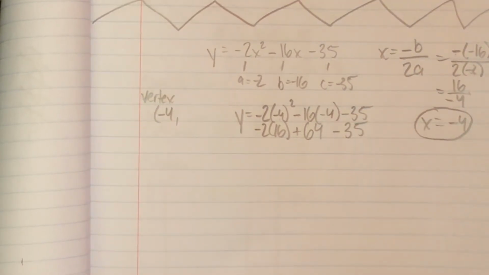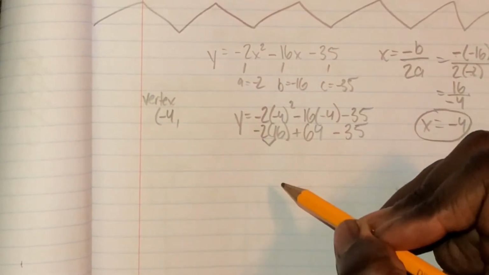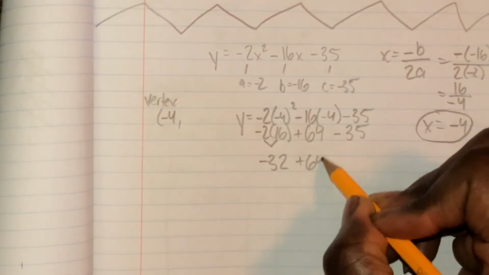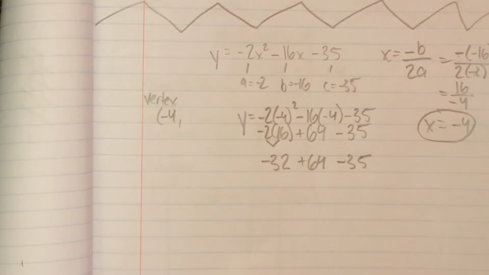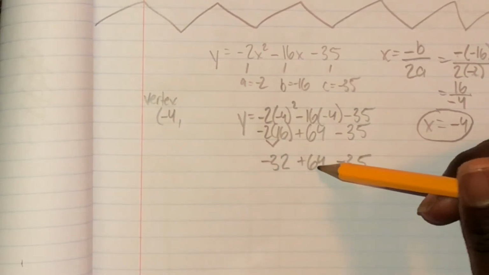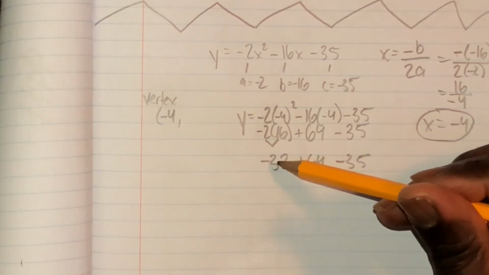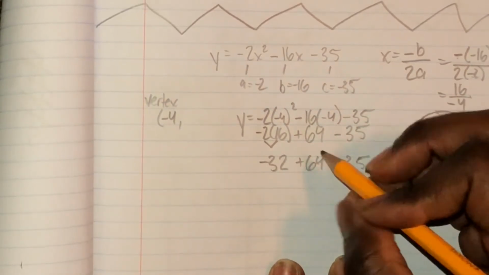All right, let that breathe. And now I'm gonna multiply. Negative 2 times 16 gets me a negative 32 plus 64 minus 35. I have a negative 32 plus 64. My signs are different, so I'm gonna subtract. 64 minus 32, and the answer takes the sign of the larger absolute value. All right, so that gives me a, good job. That gets me a 32.